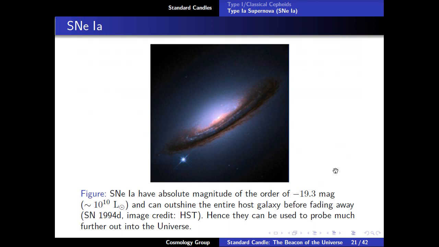Now the type 1a supernovae have absolute magnitudes of the order of minus 19.3 mag, and their luminosities are very high, 10 to the power 10 solar luminosities, and hence they can outshine the entire host galaxy before fading away. Since their luminosities are very high, they can be used to probe much further into the universe. This is an example of a supernova, SN 1994D, which is observed in a galaxy. The image is taken from the Hubble Space Telescope.